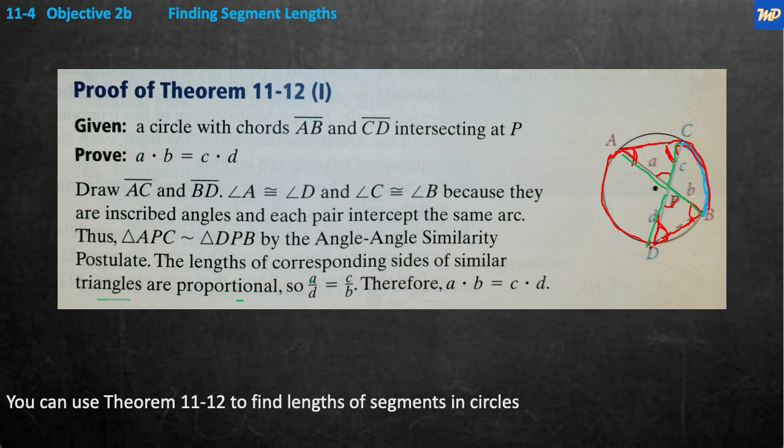So A divided by D, that's the proportionality, is the same as C divided by B. And given that, cross multiplying, A times B is equal to C times D. And that's where you get A times B is equal to C times D. It's amazing. I love this.